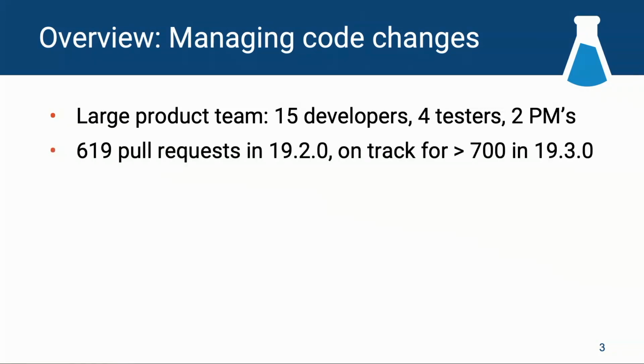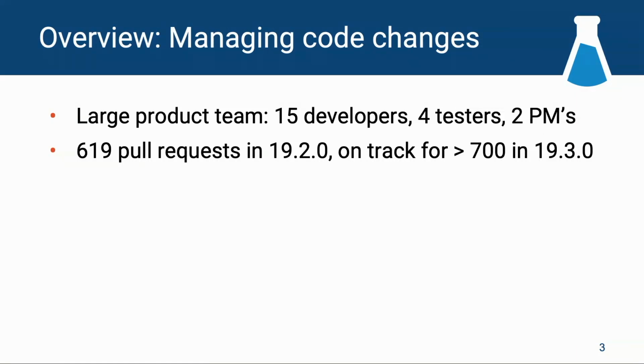And so for the 19.2 release, we had 619 pull requests. We'll talk about this a little bit more in detail further into the talk, but a pull request is basically a unit of functionality that is planned or hopefully gets merged into a branch that we build our distributions from. A pull request could be as simple as a single file with one line of code change, or it could be hundreds of files with thousands of lines of code change.